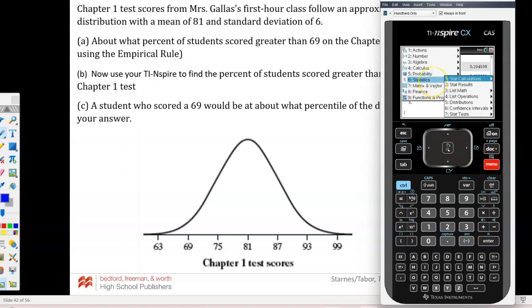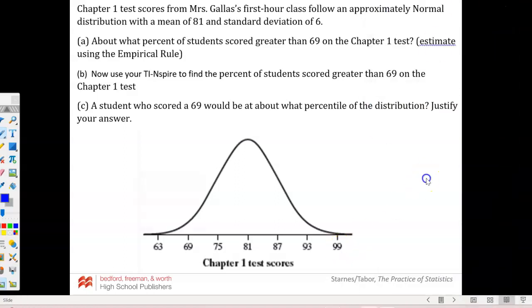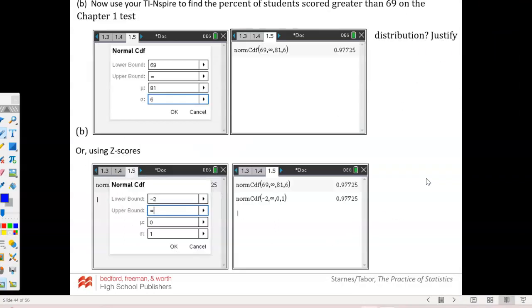So let's use that way. So menu 6, 5, 2. Okay, so we want from a z-score of -2 all the way to infinity. The pi key and choose infinity. And you can leave the default because we're doing z-scores here, and it should give you that same exact answer. So two different ways of calculating, but that's how it looks. There it is.